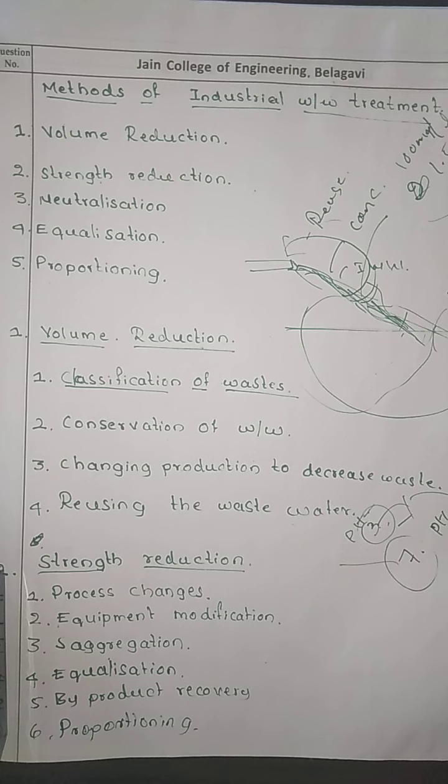Now, some of the byproducts coming from the industrial waste we need to recover, instead of throwing them into the receiving water body. Some of the waste we should recover instead of giving it to the streams. Next, we are going to have the proportioning.